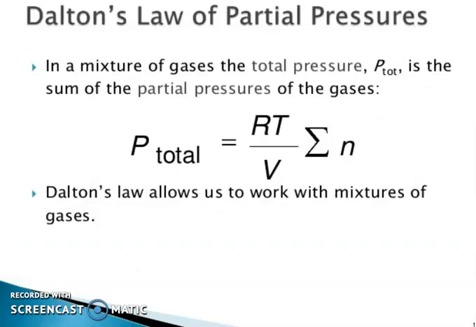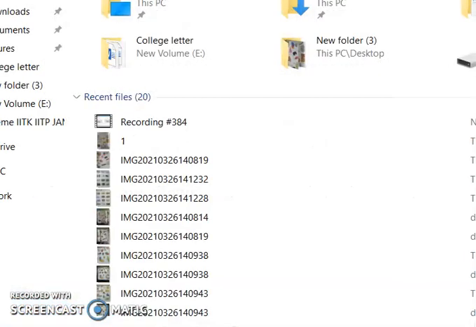Now friends, Dalton's law of partial pressure. In a mixture of gases, the total pressure P total is the sum of the partial pressures of the gases. So P total is equal to RT by V times the summation over n. Dalton's law allows us to work with mixtures of gases.